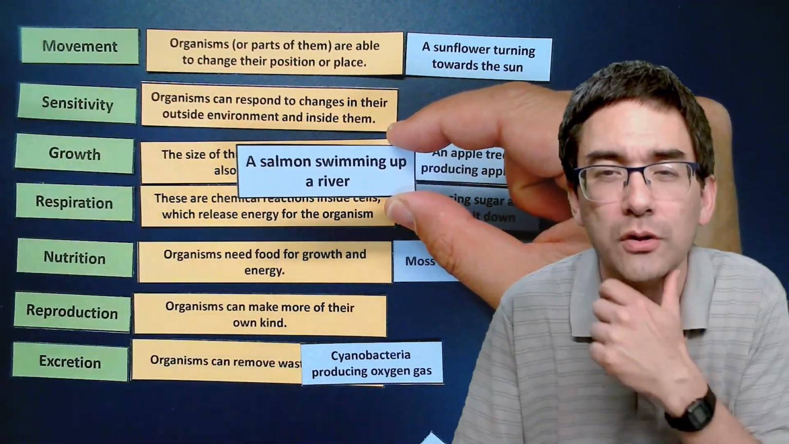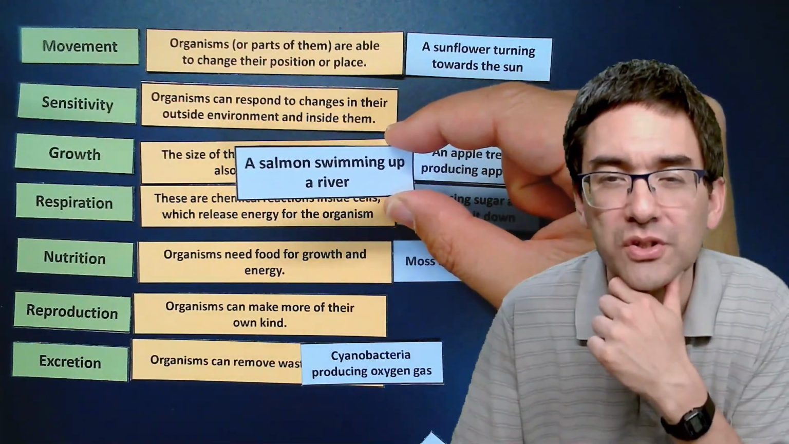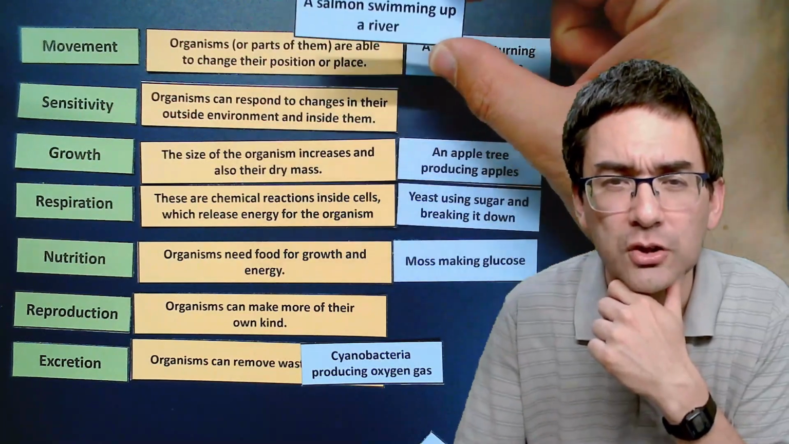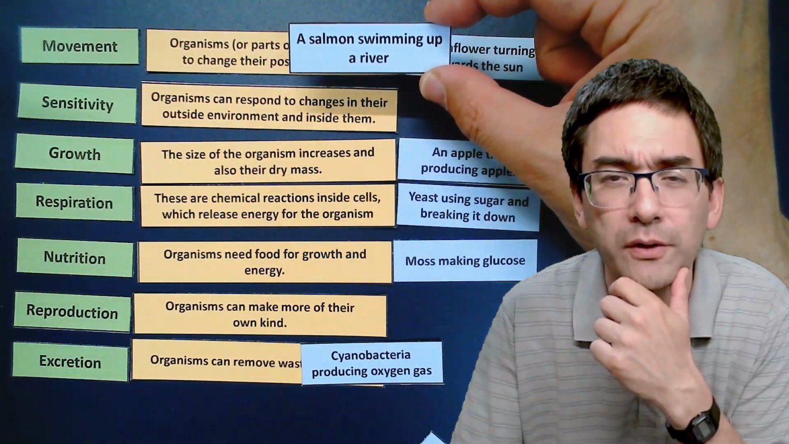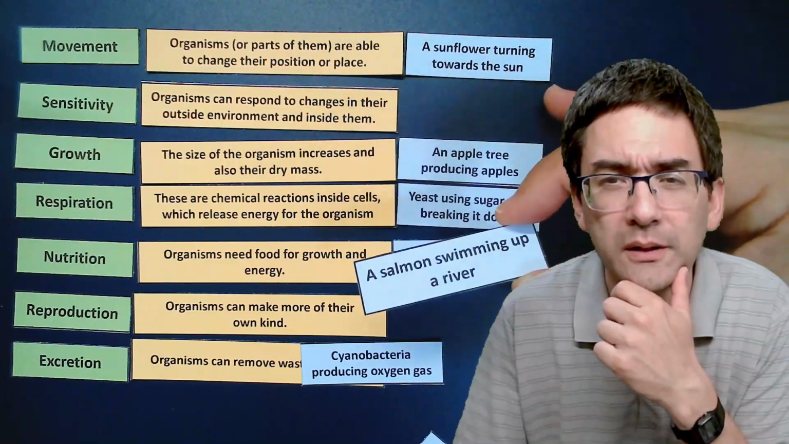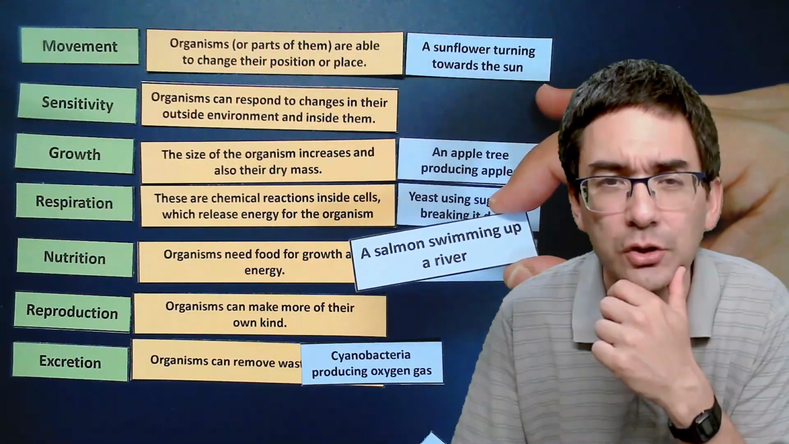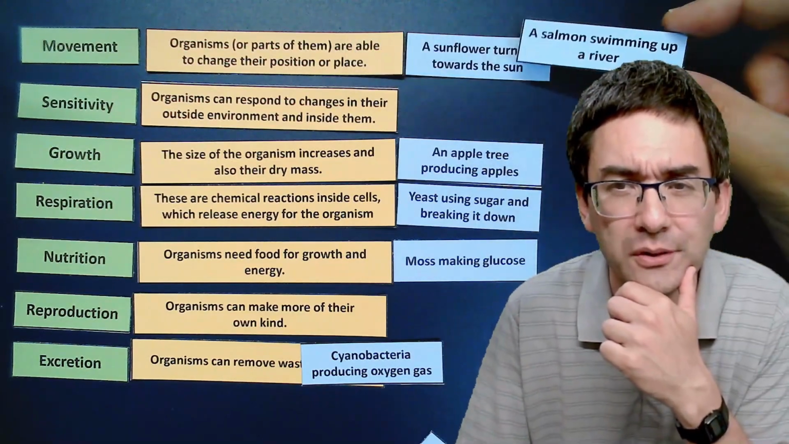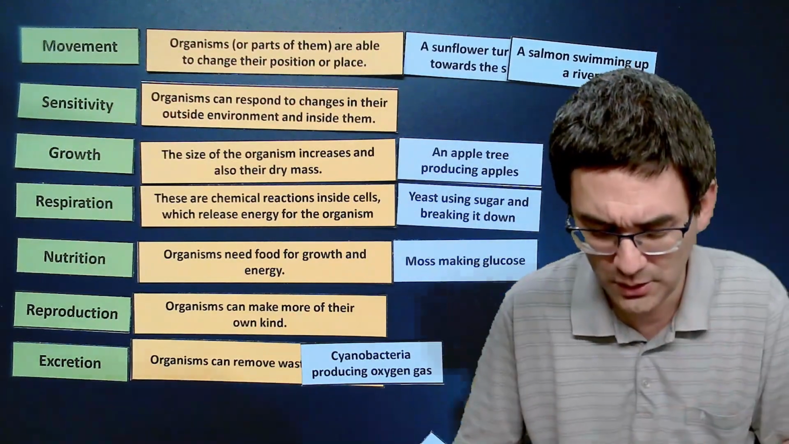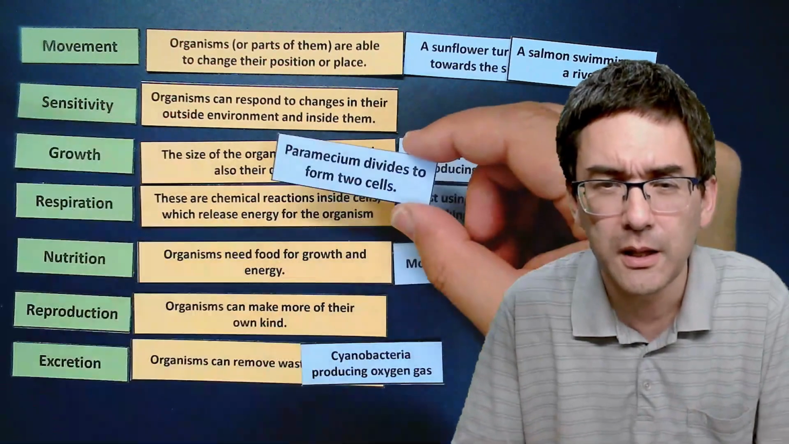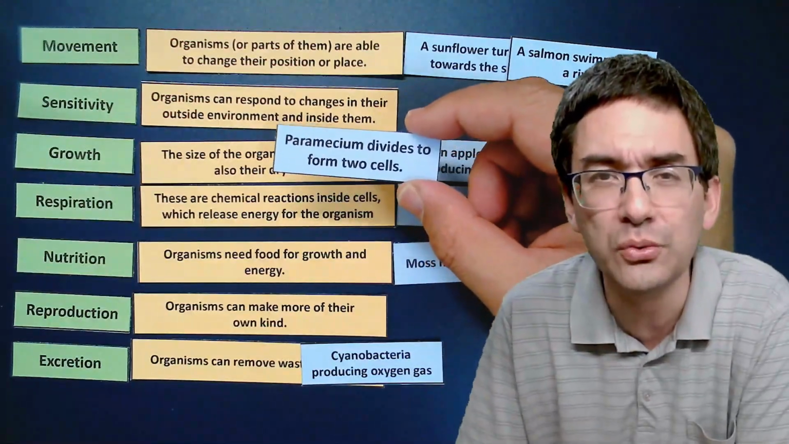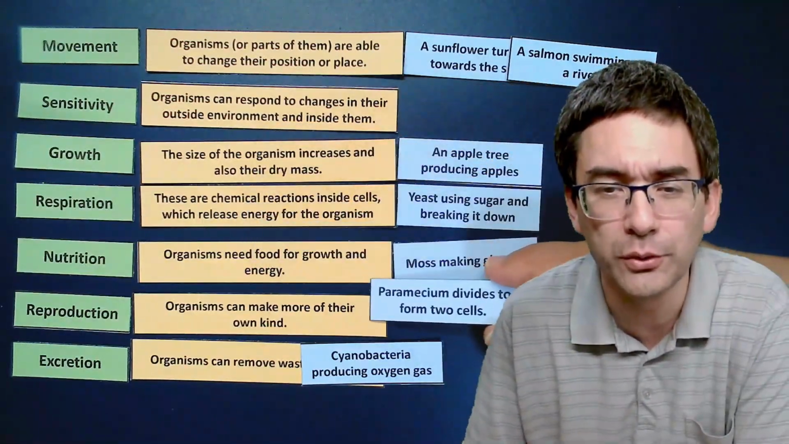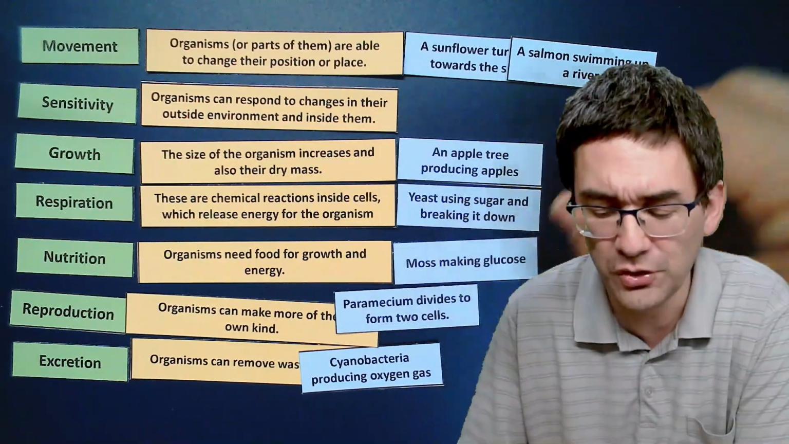This is strange. A sunflower turning towards the sun, and a river, that actually is also motion. A salmon swimming up a river. That's movement. And a sunflower turning towards the sun actually is also movement. So do we have two examples here? That's a little bit strange. And here, a paramecium divides to form two cells. And that is then reproduction. But I'm a little bit worried about the first one over here.